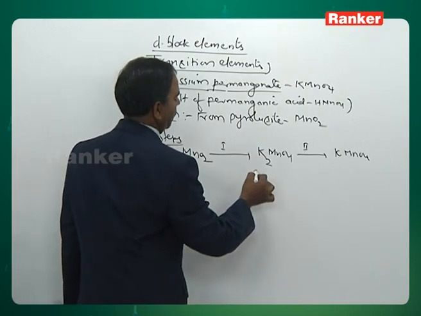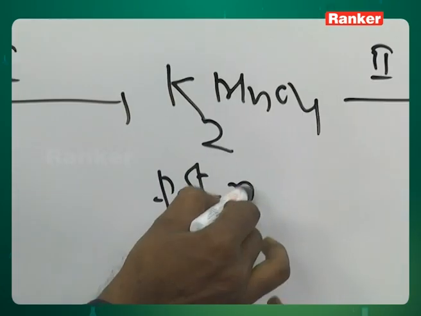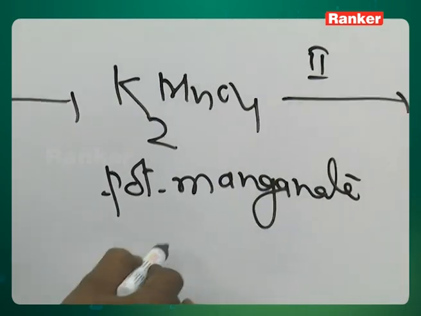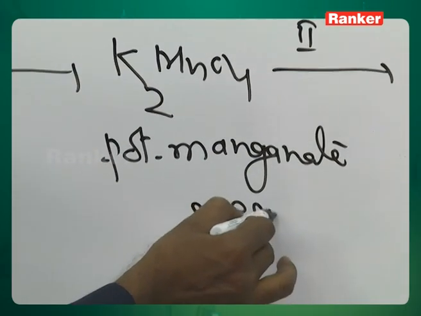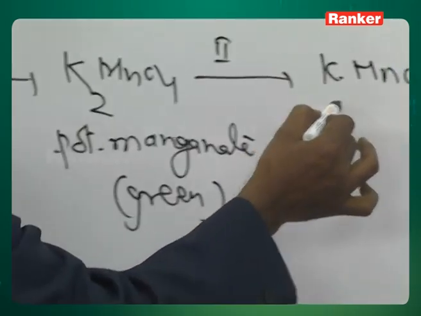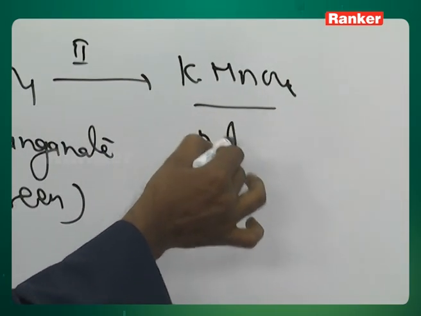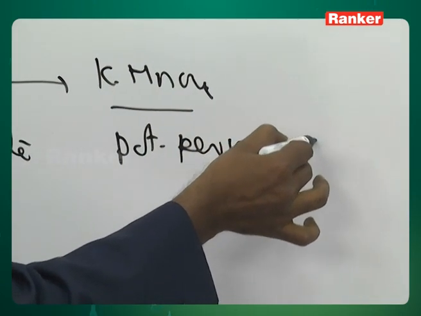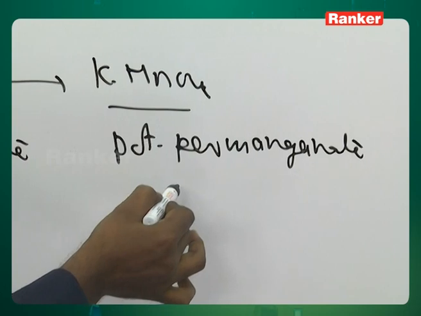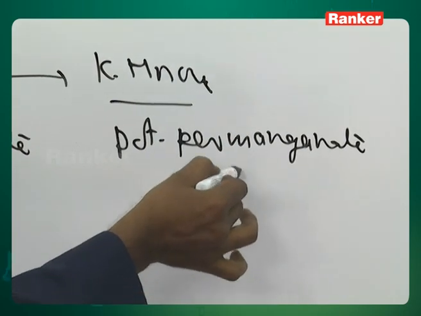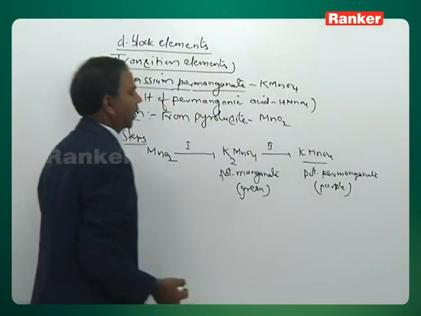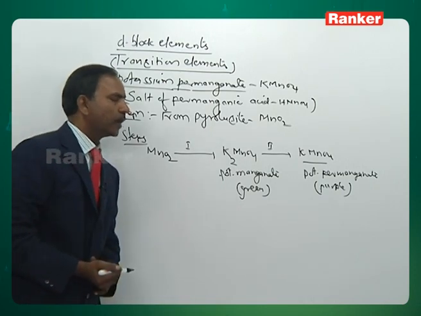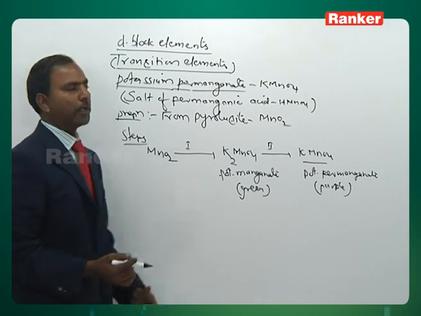This is potassium manganate, which is green in color. This is potassium permanganate, which is purple in color. Now let us see how to prepare first potassium manganate, followed by potassium permanganate.